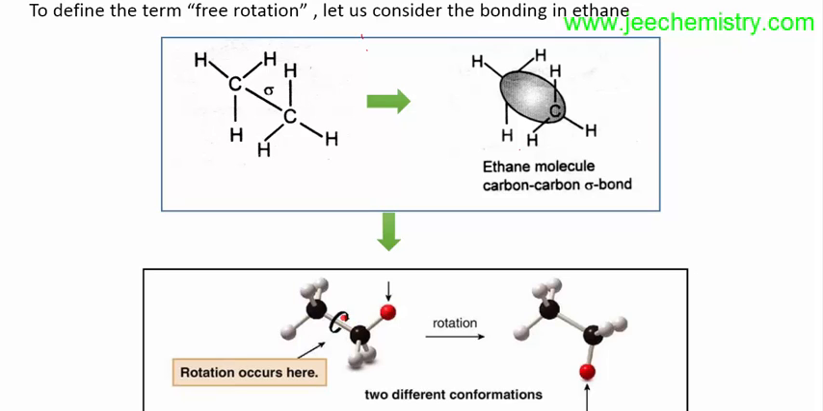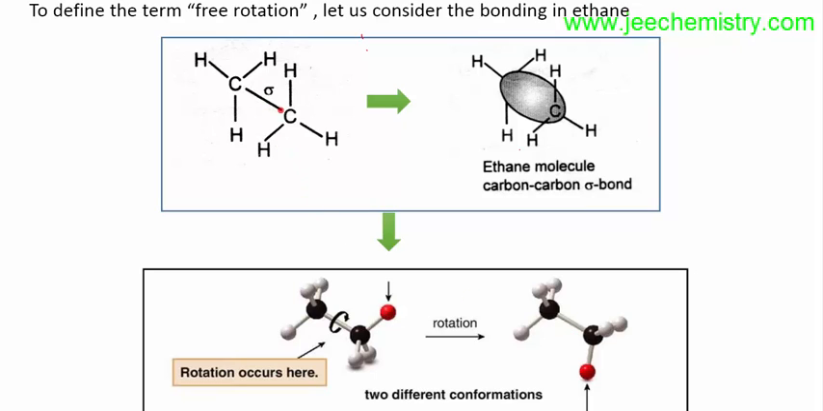If the rotation occurs again, then the red hydrogen will go in the downward direction, and these two hydrogens will go in the upper direction. So there is a possibility of rotation. I want to make clear that if two atoms are joined by a sigma bond, there is a possibility of rotation about that sigma bond. After the rotation, we get this type of compound.